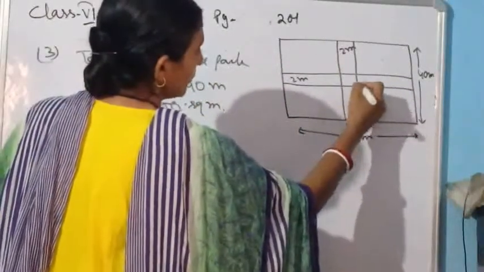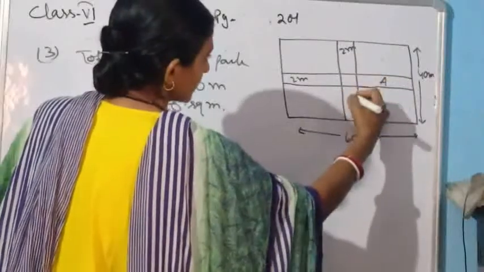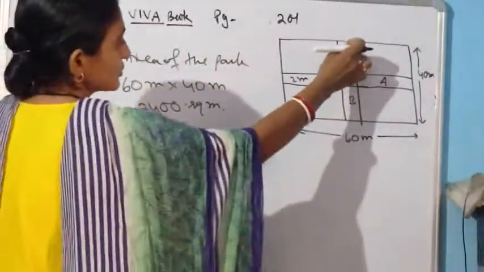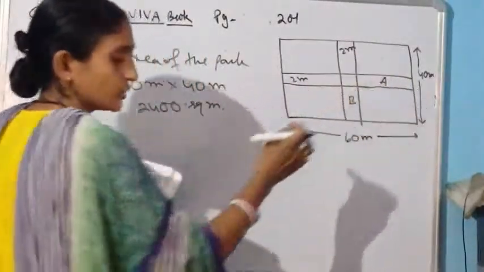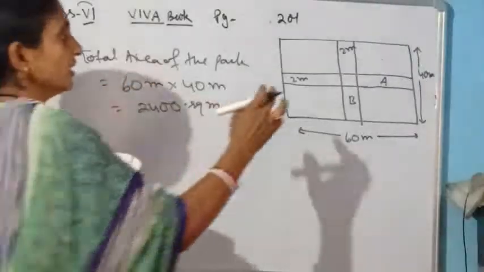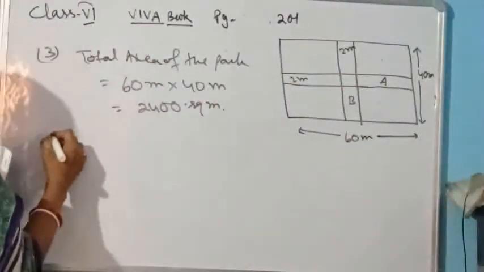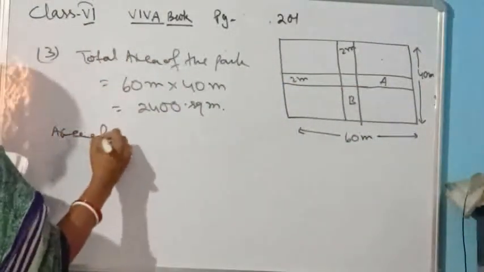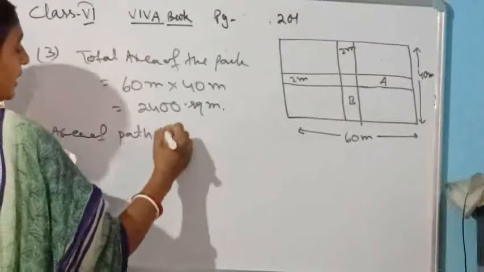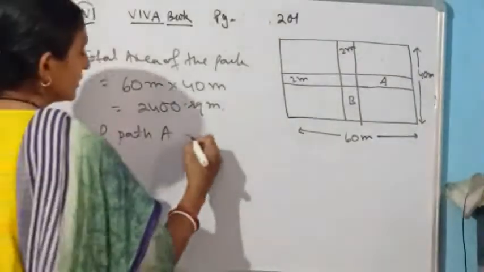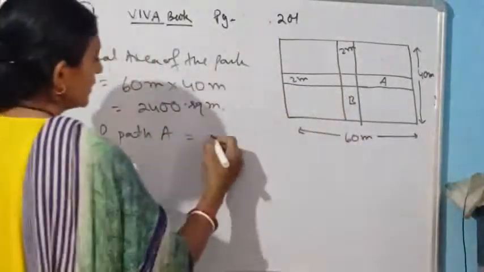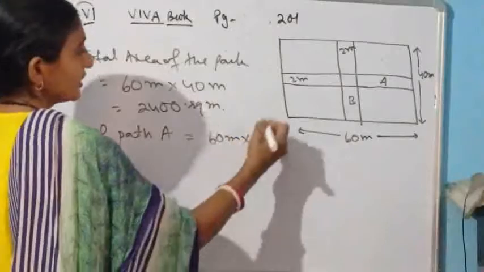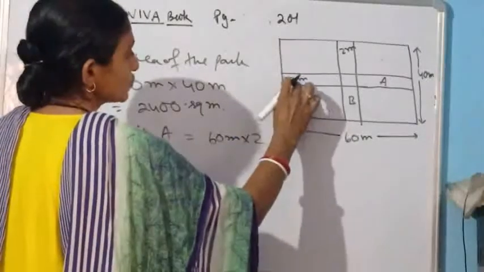First road, I am naming this one as road A, and that second road I am naming as B. That means the vertical one is B and the horizontal one, which is along the length, is A. So now, area of path A. What is the length? Here the length is 60 meter. What is the width? It is 2 meter.